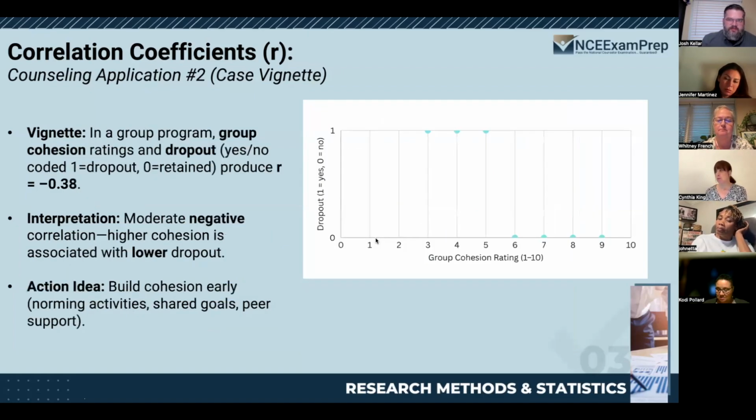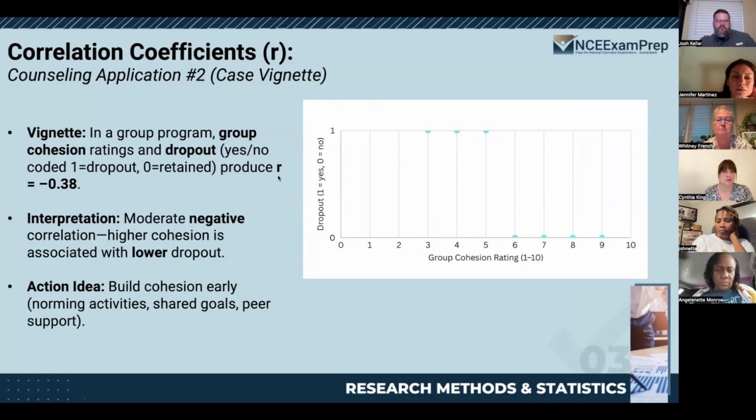All right, next one. My bubbles got cut off here because of the chart. So in a group program, group cohesion ratings and dropout, coded 1 equals dropout, 0 is retained, produced a Pearson correlation coefficient of negative 0.38.